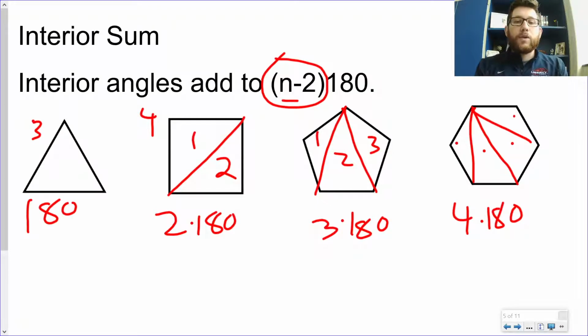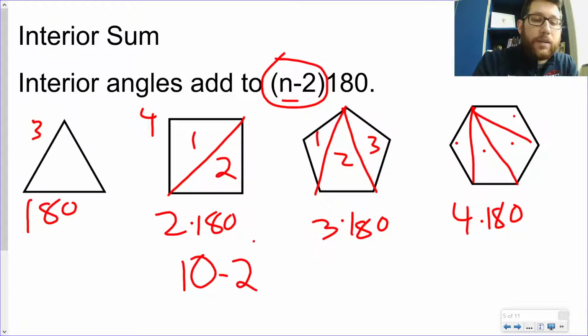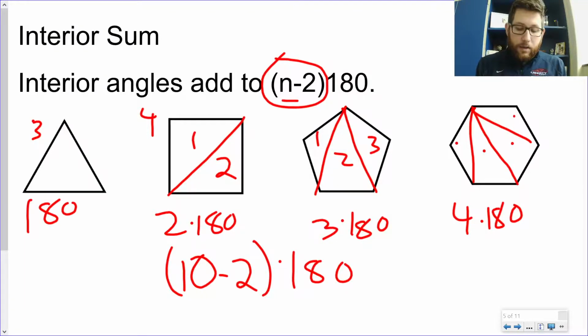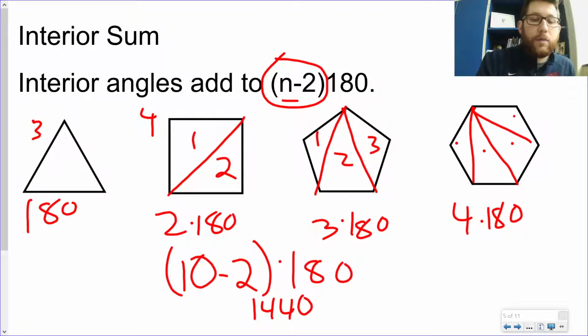180. So if I want to find the number of degrees in a decagon, a 10-sided polygon, I would do 10 sides minus 2. That tells me how many triangles I have, times 180. And that would end up coming out to 8 times 180, or 1,440 degrees. That would be the number of degrees in a decagon. Okay? So that's where the polygon formula comes from.